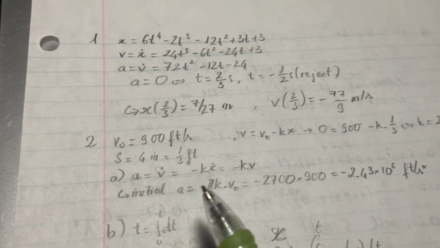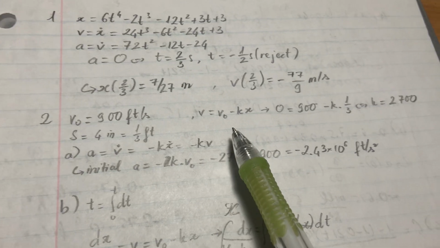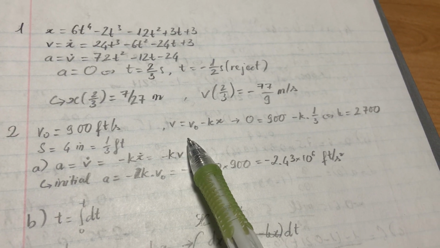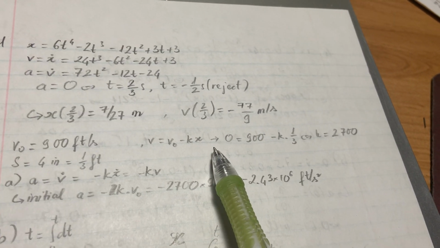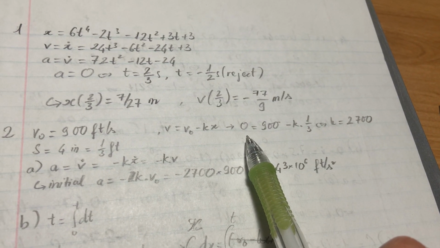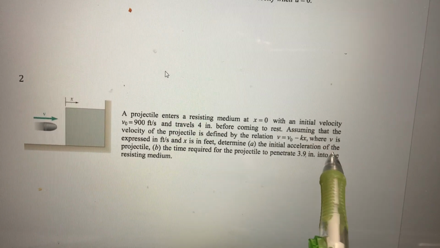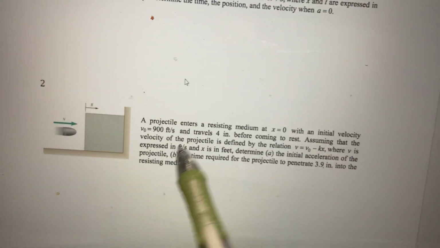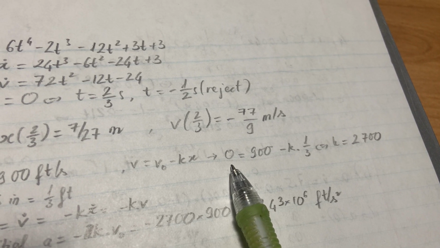so I just wrote out the information I have over here. We have v equals v0 minus ks. This is an equation that comes from a textbook. Now we just... so it asks for the initial acceleration of the projectile.